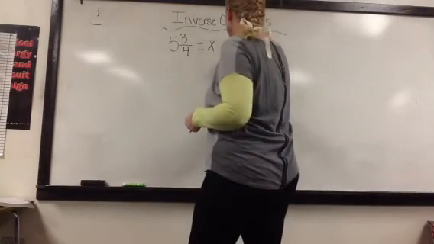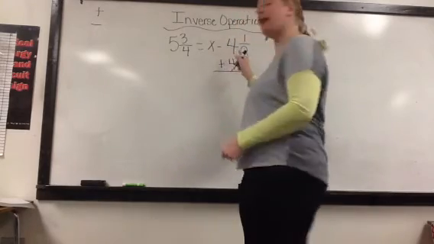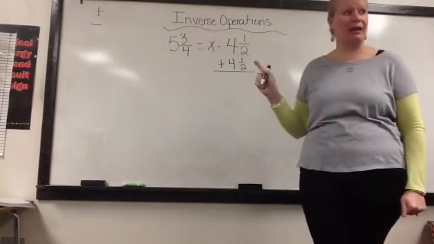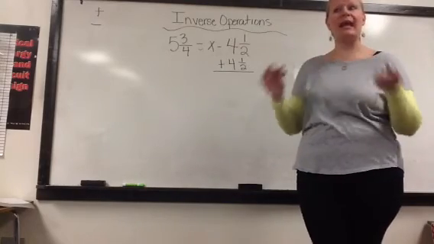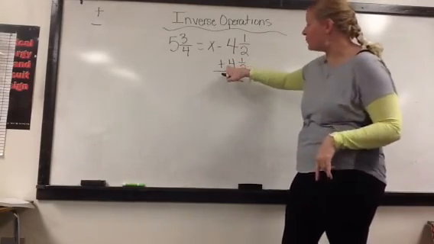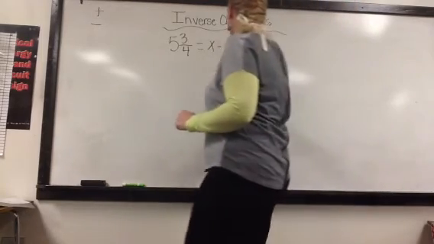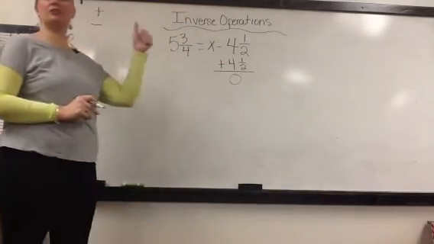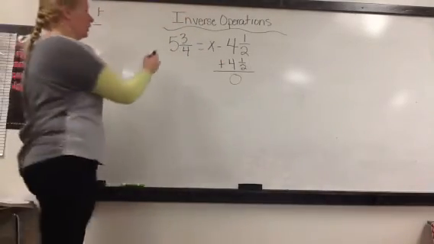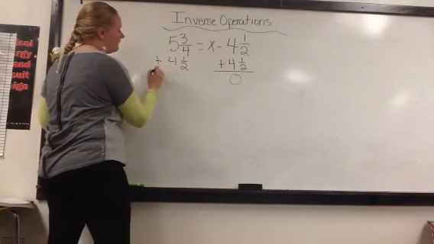Now, girls, just because it says that I'm adding, I have a negative 4 and 1/2 and I have a positive 4 and 1/2. What does it do to each other? It cancels it out. It's just like saying I have 4 and 1/2 and I'm taking 4 and 1/2 away. So when I do that, I am left with nothing. Whatever I do to one side, I have to do to the other. So I have to add 4 and 1/2 to this side.